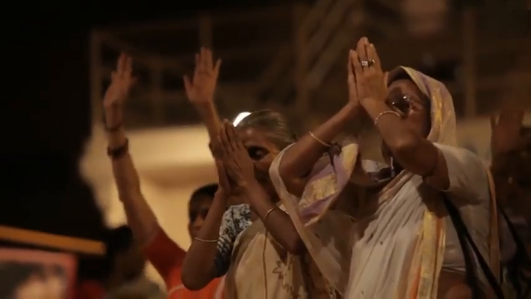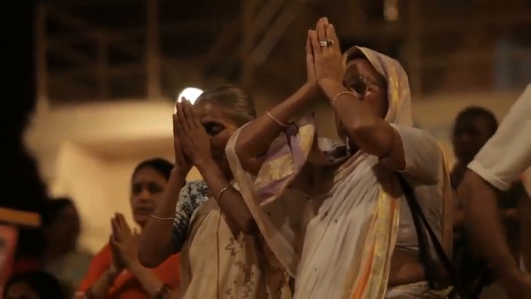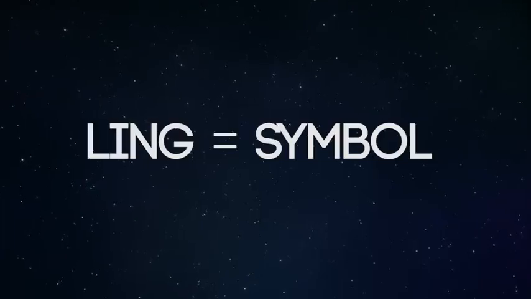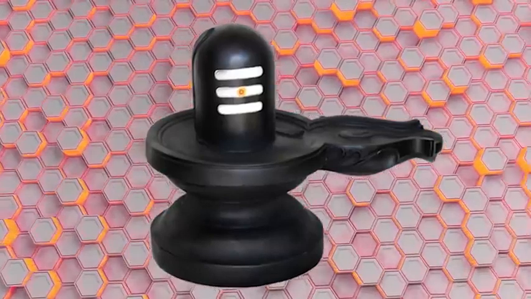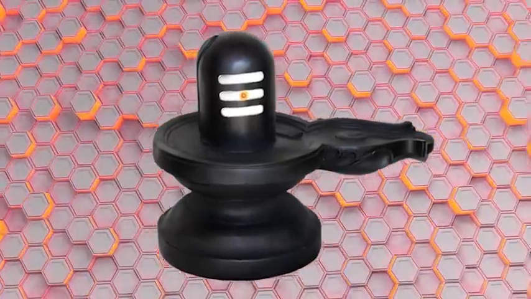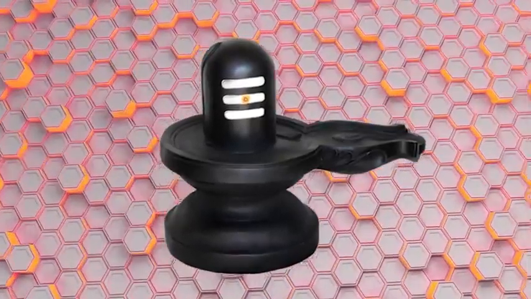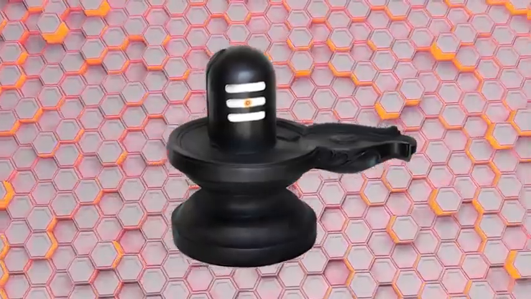Humans need a symbol to worship. So, the ling was created. Ling means symbol. For example, if someone used a stethoscope, it could identify that person is a doctor. A ling is just a symbol to identify something. This symbol we call Shivling has a scientific explanation.